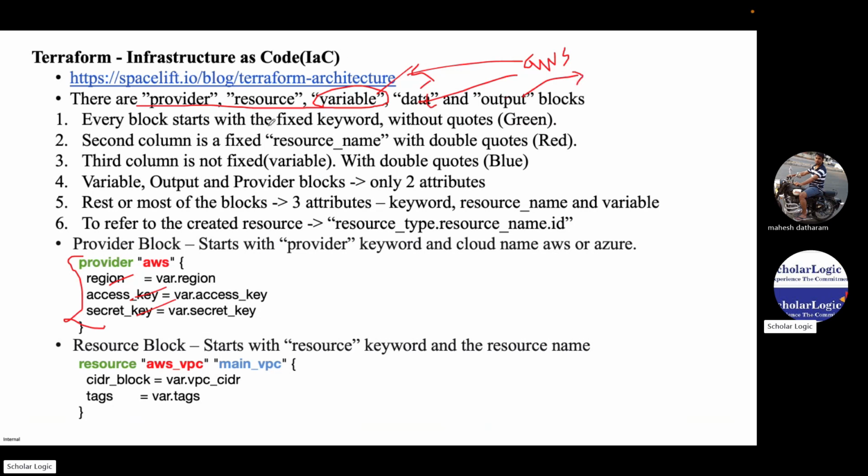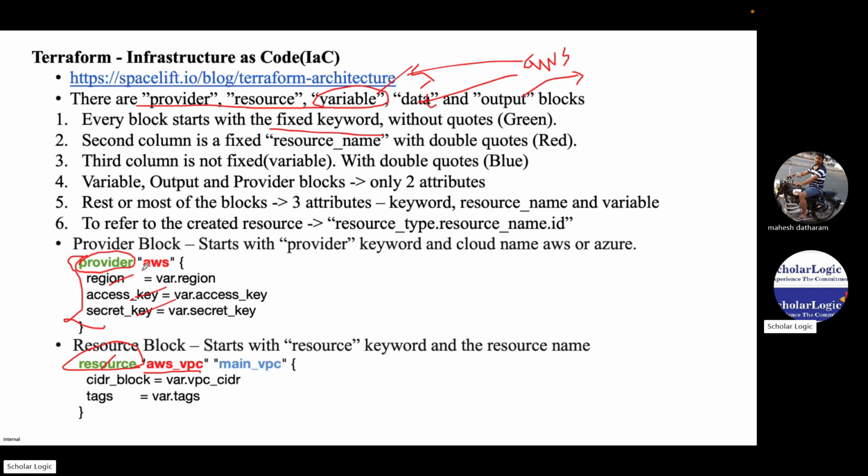Every block starts with a fixed keyword. The first keyword, on the left side, is fixed. It cannot be modified. Provider means only provider you can use. Resource means only resource you can use. You cannot say resources, and you cannot say my resource. So basically, this first argument is Terraform related. The second one is cloud related.